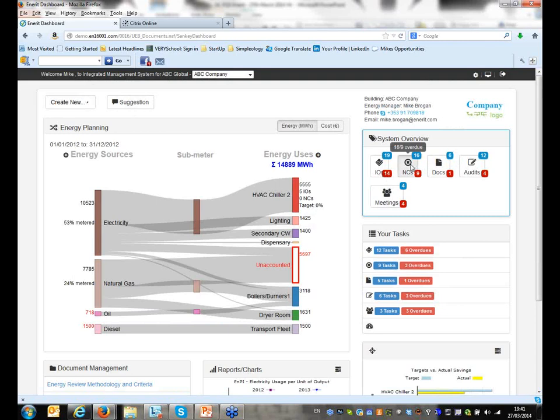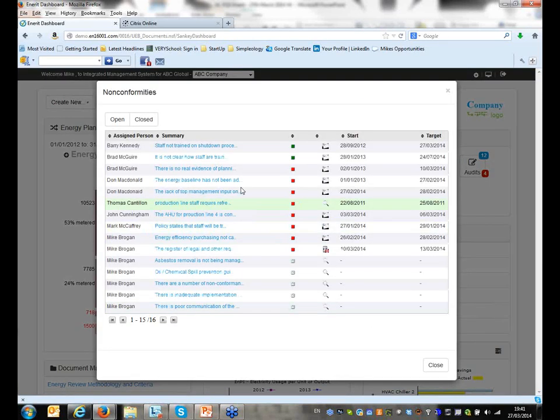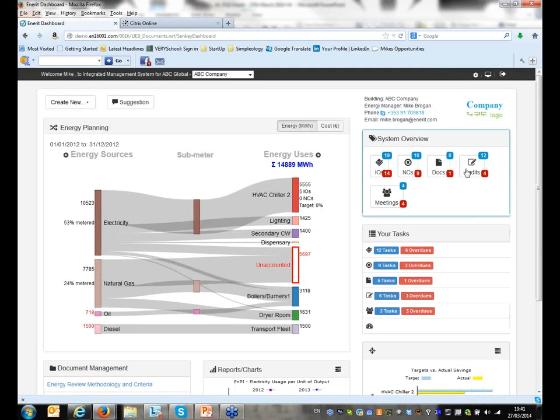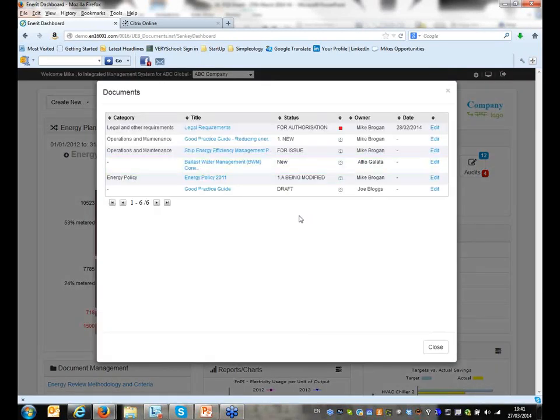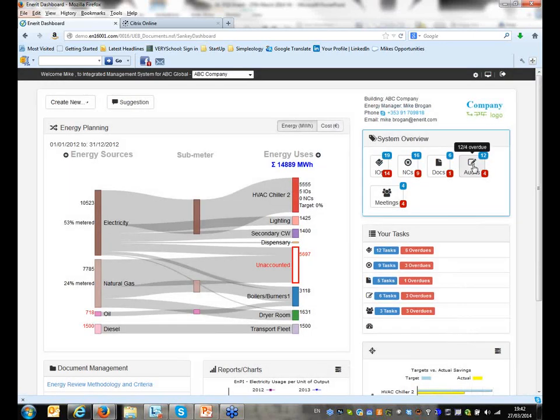And then we've got an area for non-conformances that have been raised, say, through audits. And then we've got document management. So this is where documents are under review. These are not issued documents; they're documents that have been either updated or they're new documents that have been submitted into the system, and they're there for people to review and to issue and authorize.